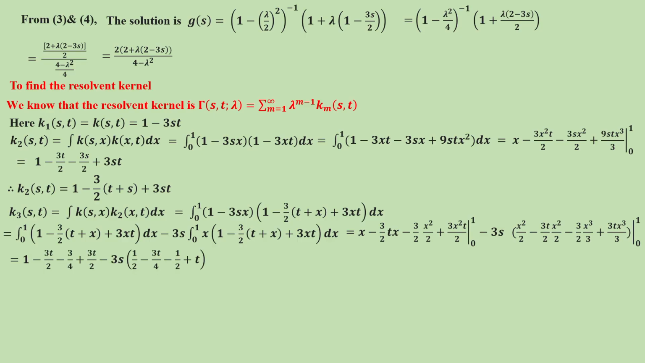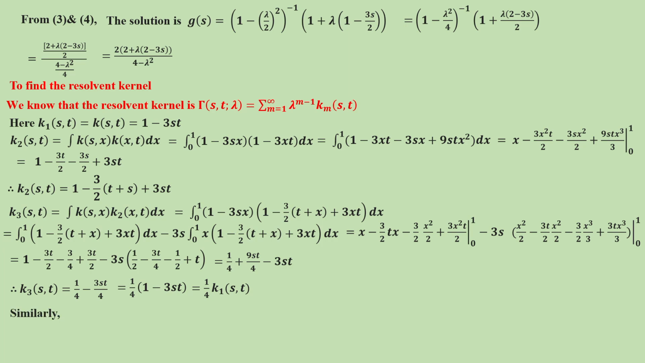That is equal to 1 minus 3t by 2 minus 3 by 4 plus 3t by 2 minus 3s into (1 by 2 minus 3t by 4 minus 1 by 2 plus t), which is equal to 1 by 4 plus 9st by 4 minus 3st. So k3 of s,t is equal to 1 by 4 minus 3st by 4, that is equal to 1 by 4 into (1 minus 3st), right? That is equal to 1 by 4 k1 of s,t.